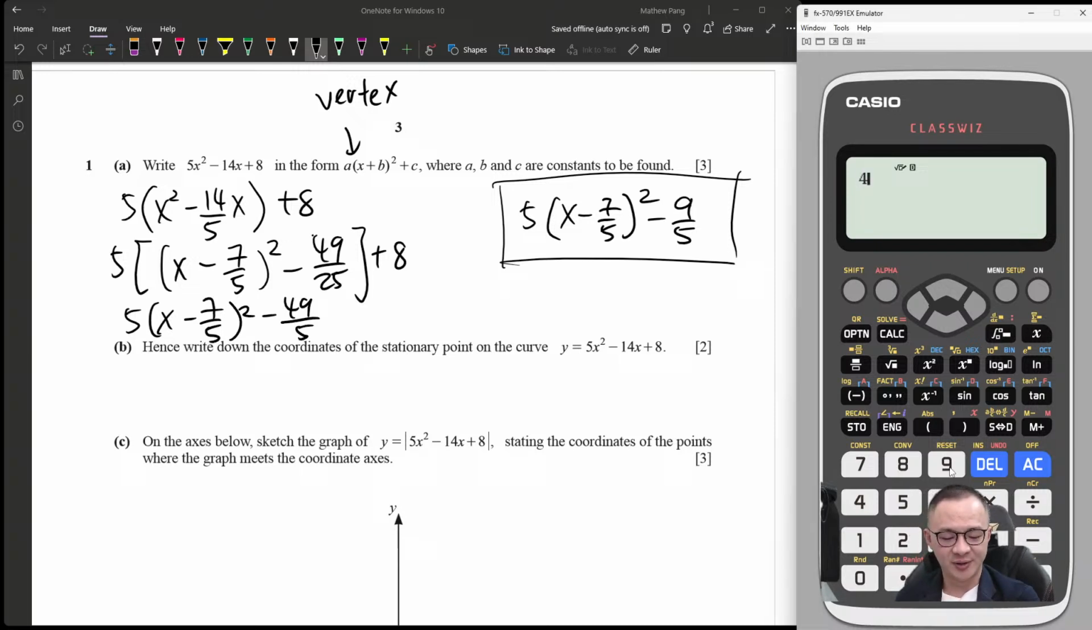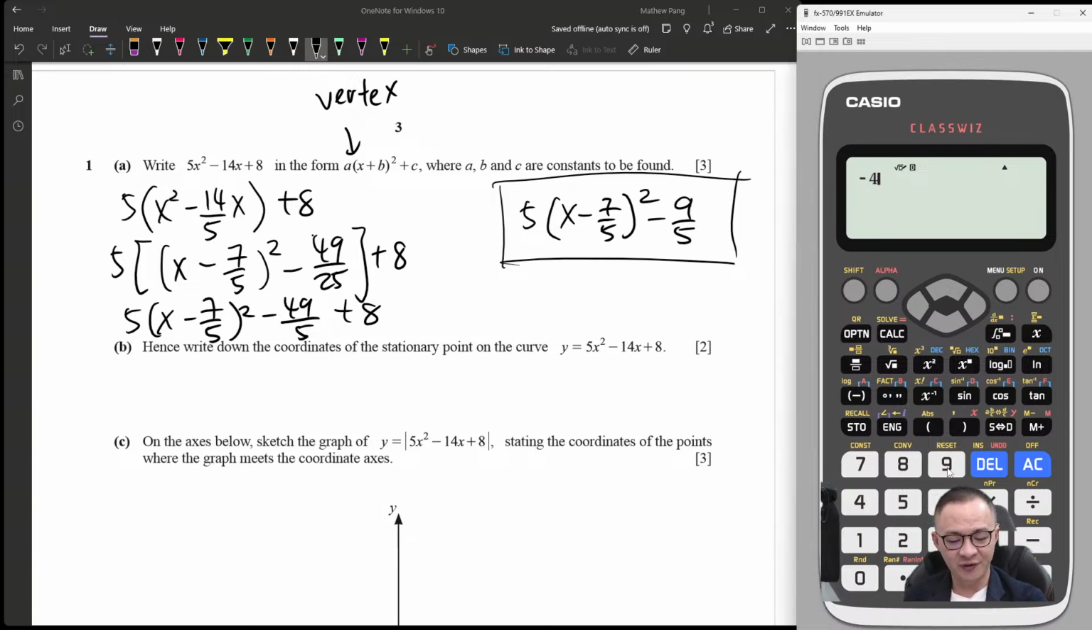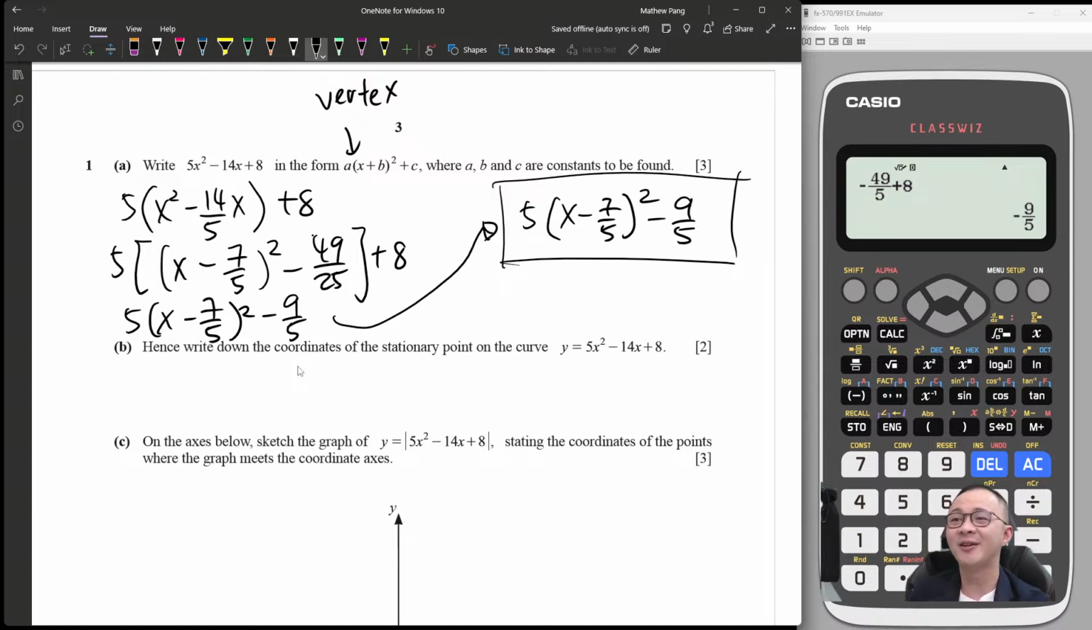Because a lot of values I do mentally, so I don't need to type in the calculator so many times. So negative 49/5 plus 8, what do you get? Negative 9/5, right? So you can see if I add these two values together, I get negative 9/5. Do you see? I already predicted this equation at the very beginning from my Casio calculator. Alright, so yep, this is the common method. We will use complete the square.